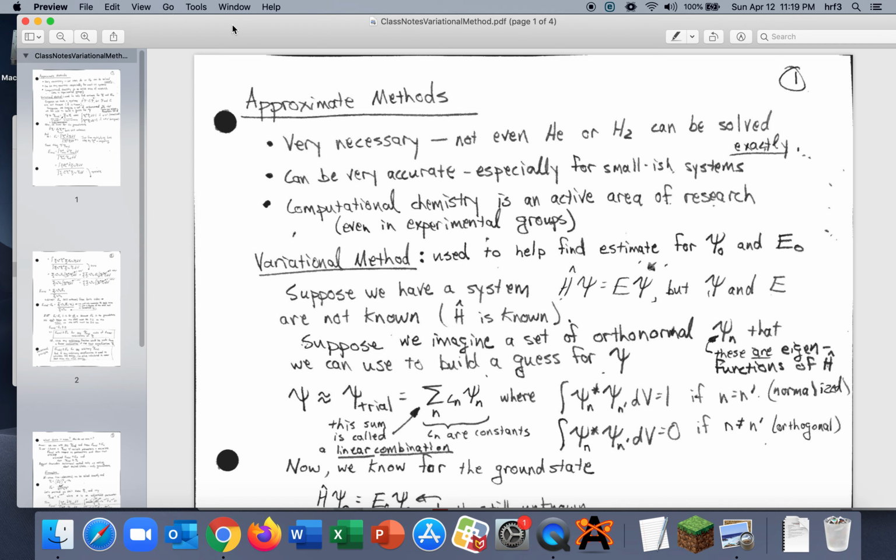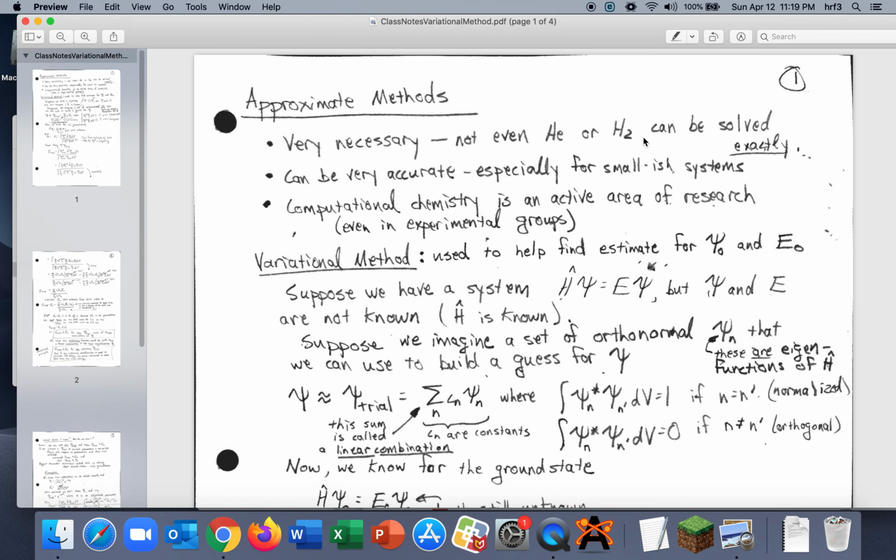All right, we're going to talk about approximate methods. So this is what your computers are doing, obviously, because it's very necessary once we get even to helium or hydrogen molecules. We cannot solve the quantum mechanics exactly. So we must be using approximate methods when we're doing these labs with ethane and your current project.